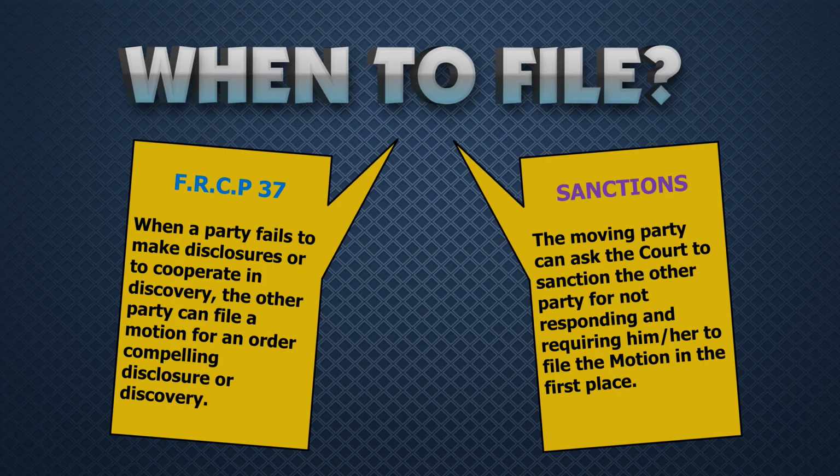When do you file the MCD or the motion to compel discovery? Under Rule 37, when a party fails to make disclosures or to cooperate in discovery, the other party can file a motion for an order compelling disclosure or discovery. Sanctions. The moving party or the party requesting the discovery can ask the court to sanction the other party for not responding and requiring him or her to file the motion in the first place.